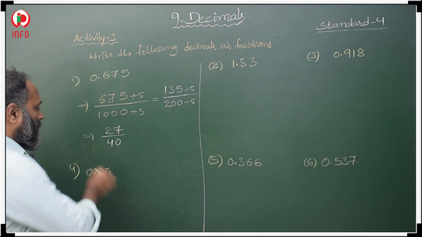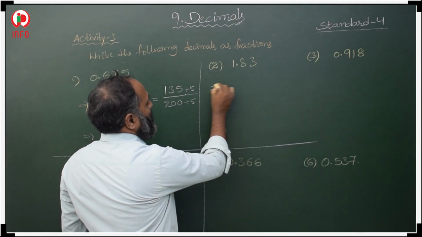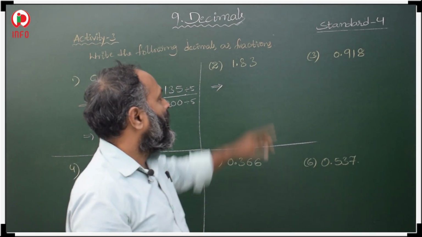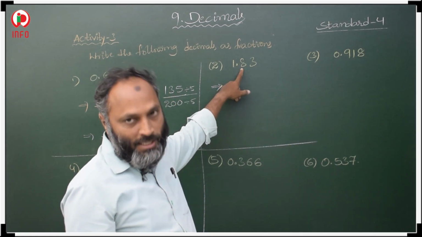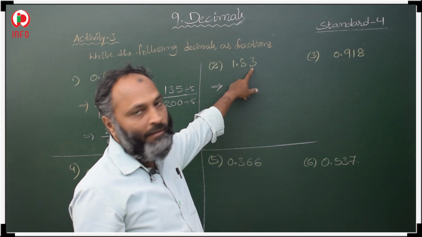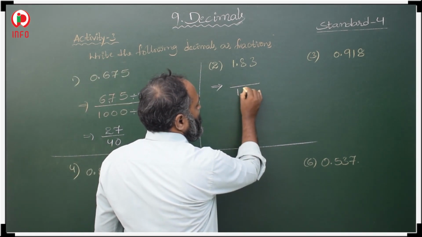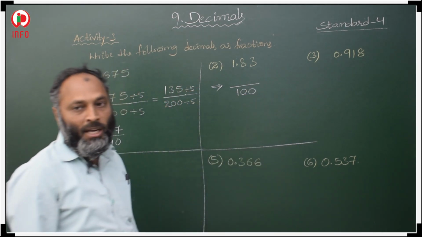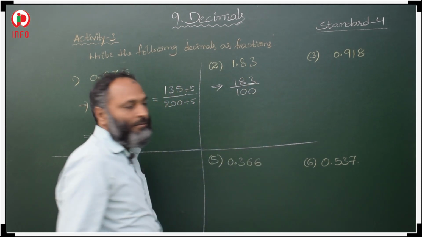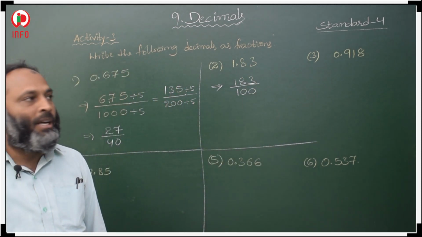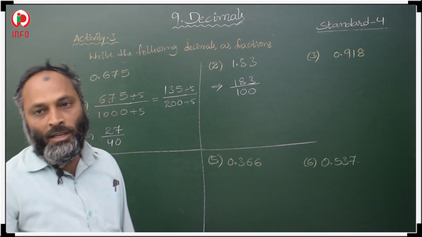Okay. The next one, 1.83: 1 is in the ones place, 8 is in the tenths place and 3 is in the hundredths place. So till the hundredths place, we have to write it by 100. Without the decimal we write 183 by 100. Okay. This is your answer.